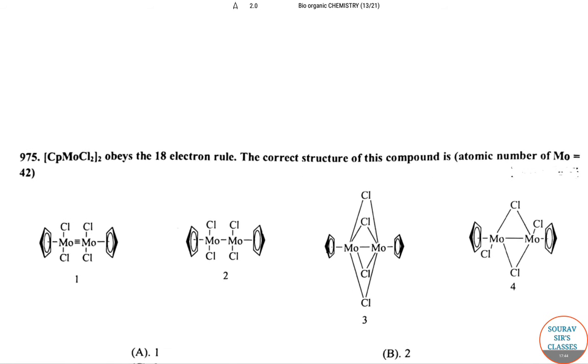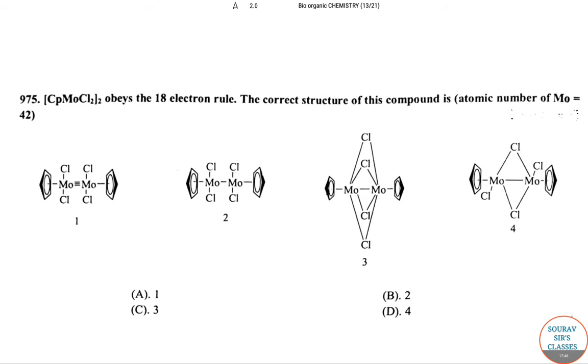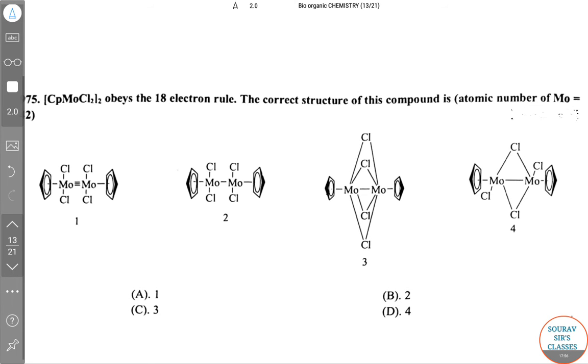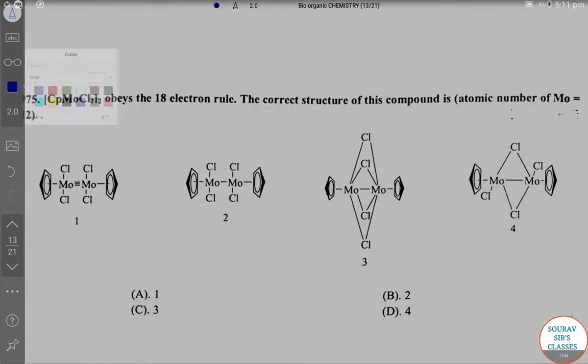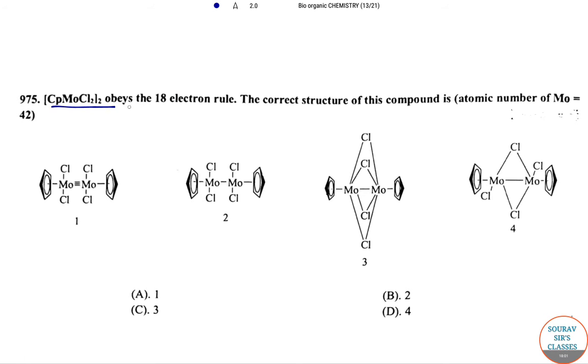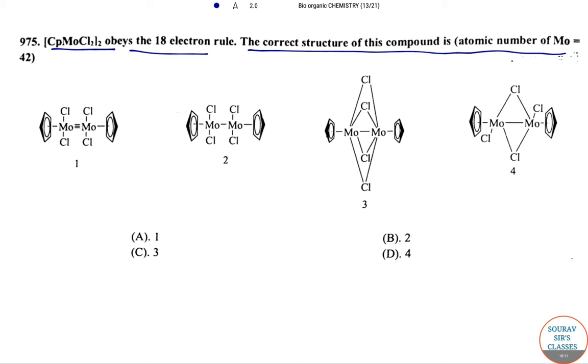CpMoCl2O2 obeys the 18 electron rule. What is the correct structure of this compound? The atomic number of Mo is equal to 42.